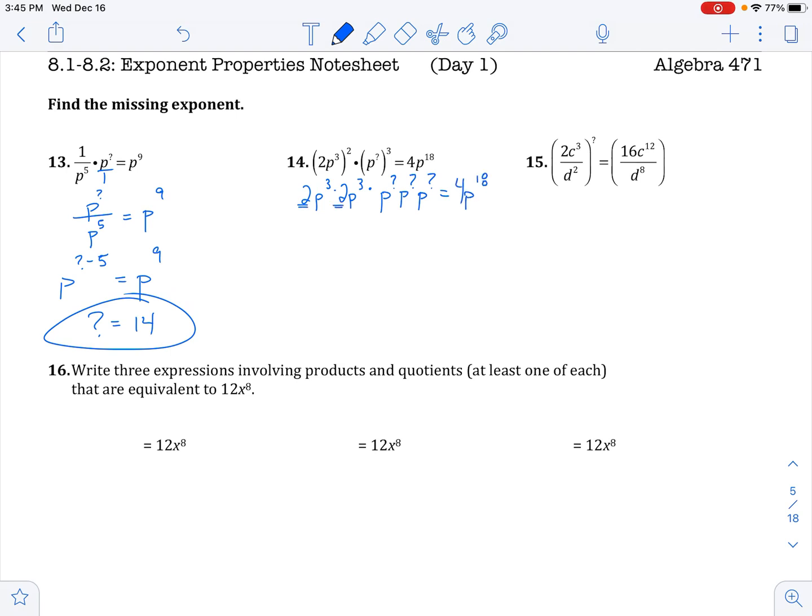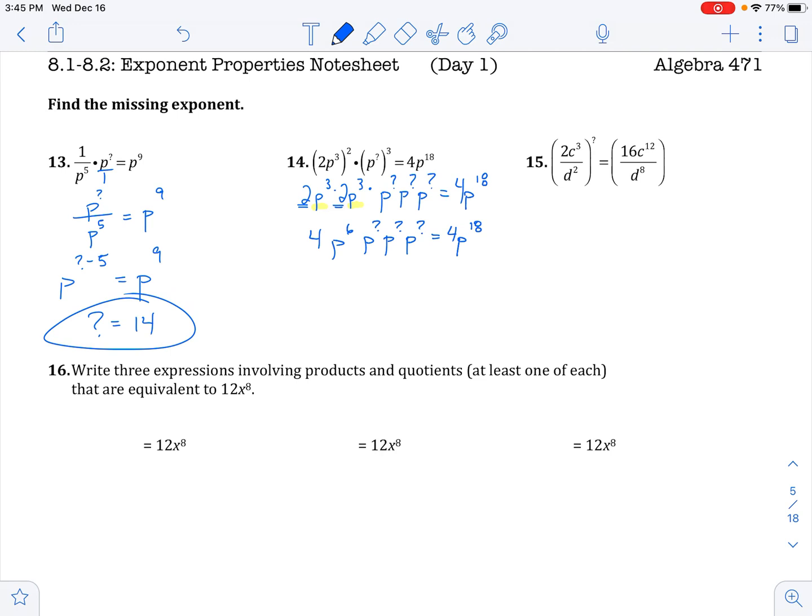I get 2 times 2 is 4. If I combine these here, p to the third and p to the third is p to the 6th. And then I get p to a question mark, p to a question mark, p to a question mark. And we want that to equal p to the 18th.